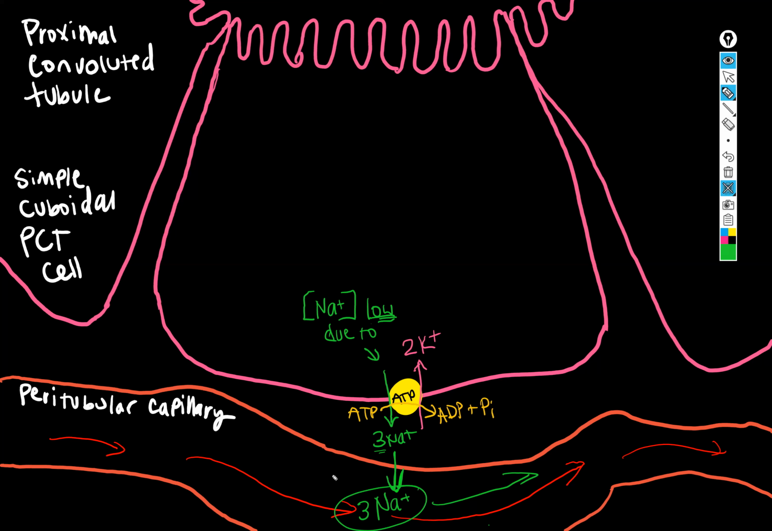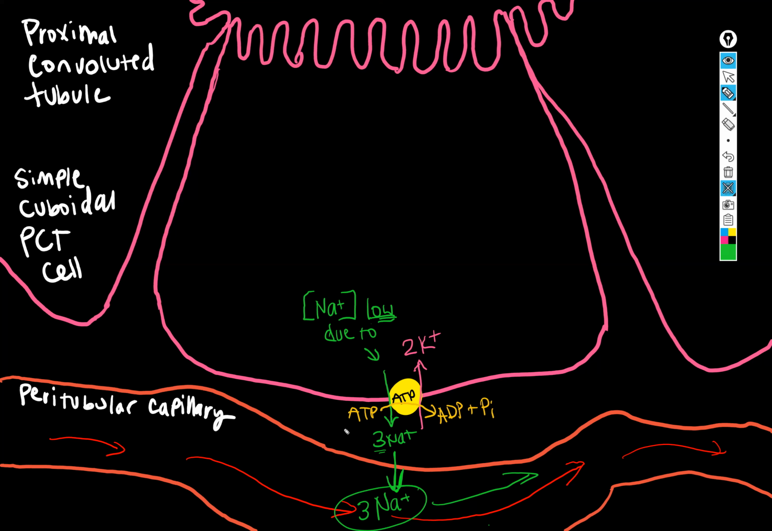So the movement of the blood in the peritubular capillary is also important to consider because that's going to keep the system down here from reaching equilibrium. And it's also going to keep the interface between the cell and the peritubular fluid from reaching equilibrium.